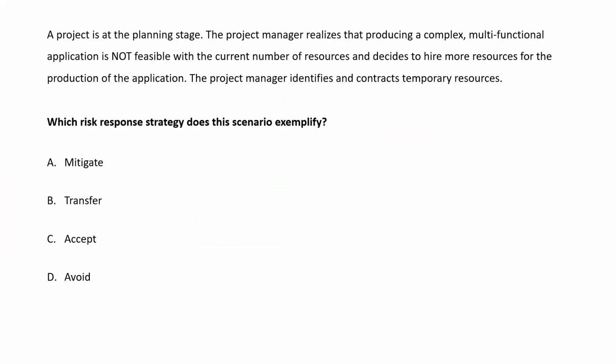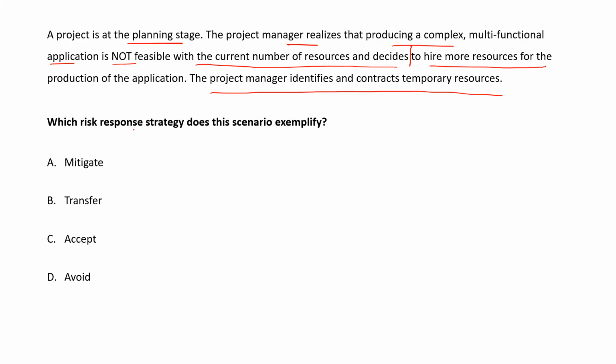Now let's go for the pure agile, pure risk, right? Let's see how things move on. The team is at the planning stage, and the PM realizes that producing a complex multifunctional application is not feasible with the current number of resources and decides to hire more resources. You know the action. The project manager identifies and contracts temporary resources. Which risk response strategy have you used?